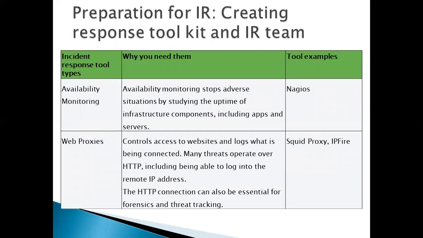Availability monitoring means monitoring, for example, an app or server. Web proxies are especially used for websites and the internet. Here an HTTP connection is used. That is very important for forensics and threat tracking. So for this, the tools are given here.